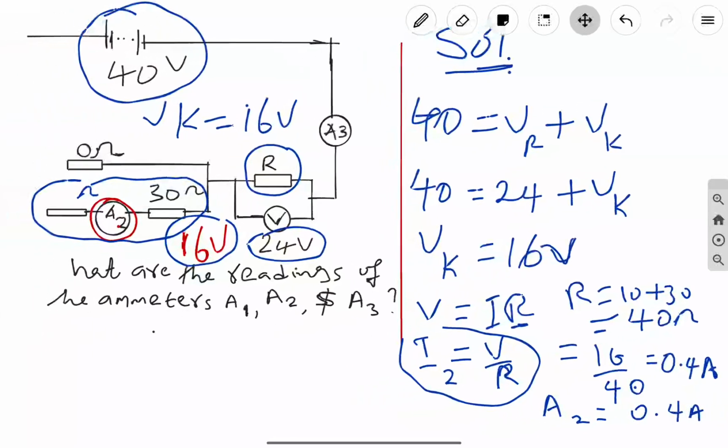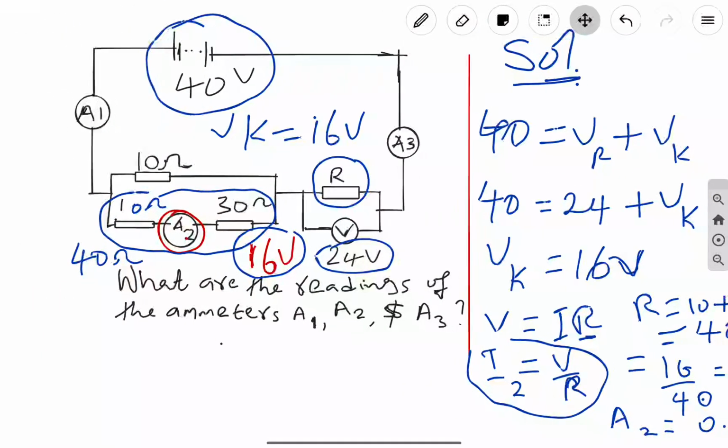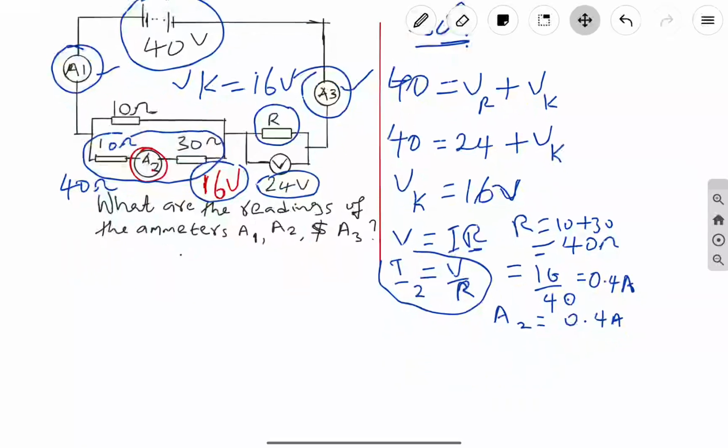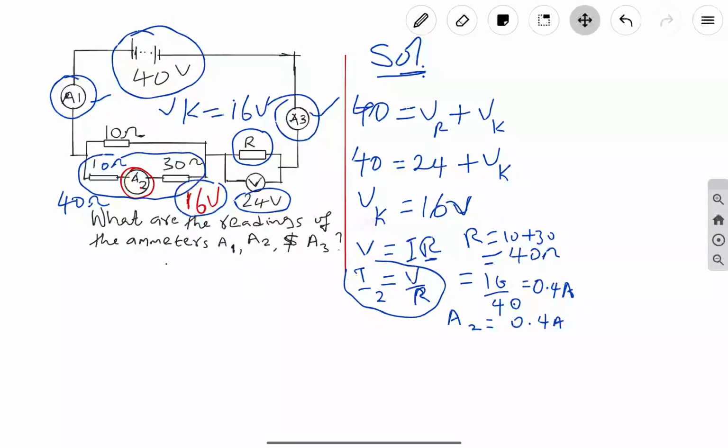Okay, so the next thing we do is to find the current that A1 will read and the current that A3 will read. Now remember, A1 and A3 will record the same current, and they are going to record the total current in the circuit. So by finding the reading of A1 and A3, we are finding the total current in the circuit. Let's see how we can find the total current.